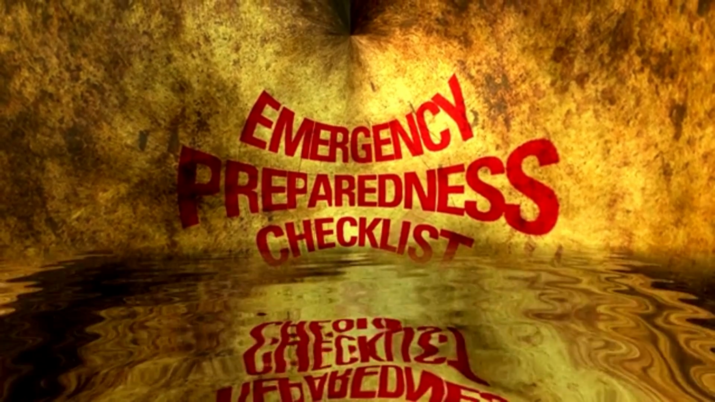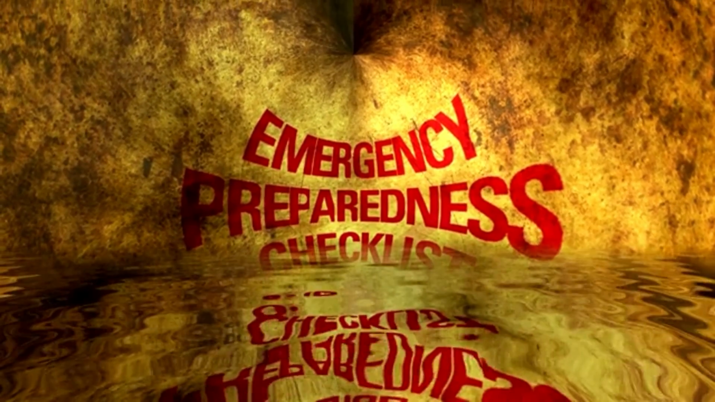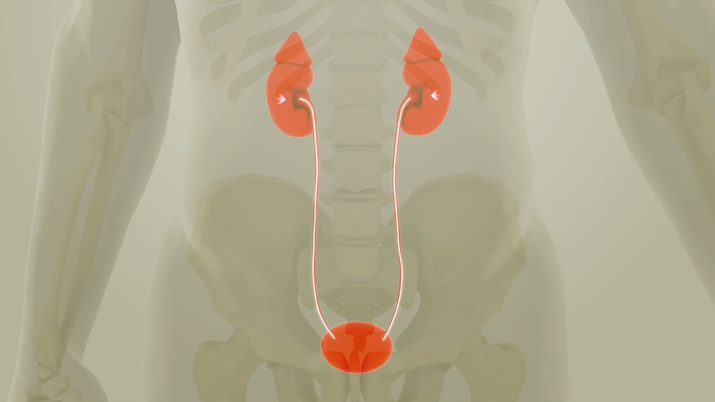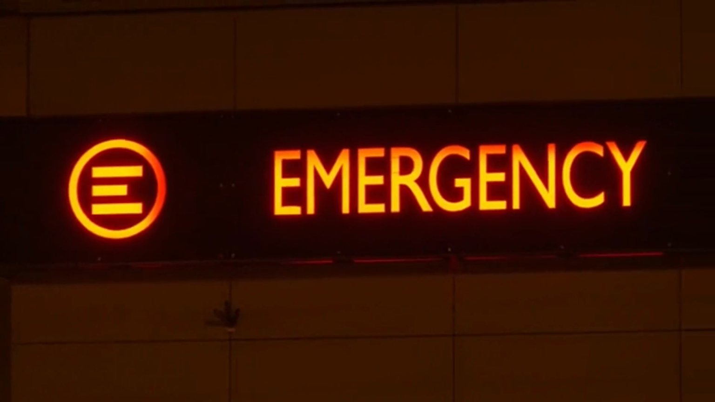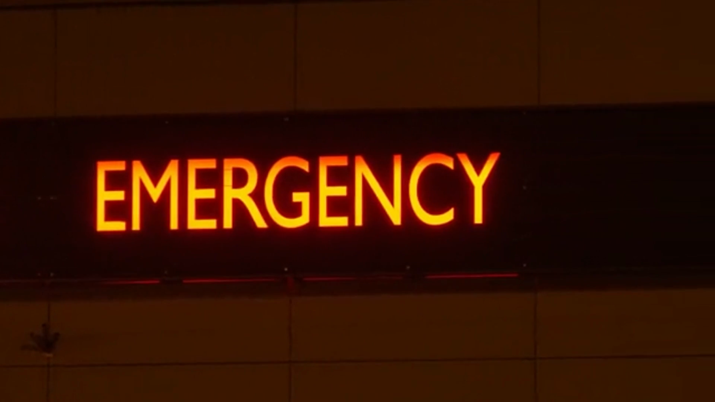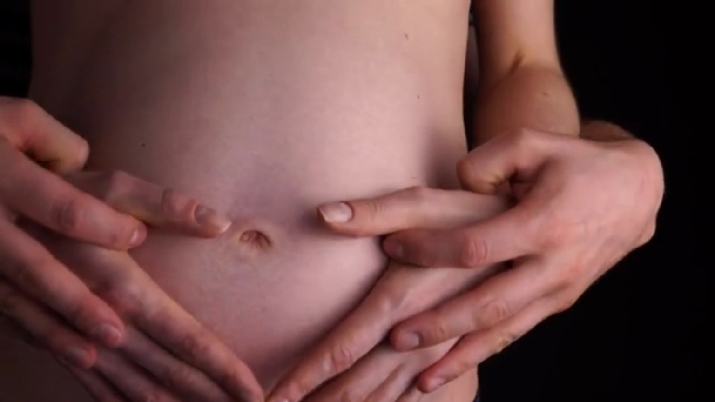This can cause the fallopian tube to rupture. And if this happens, it's very, very serious and it requires immediate medical attention. Signs and symptoms of a ruptured fallopian tube are going to include severe abdominal pain, vaginal bleeding, and sometimes even passing out. If you are experiencing any of these signs or symptoms, please seek immediate medical attention.